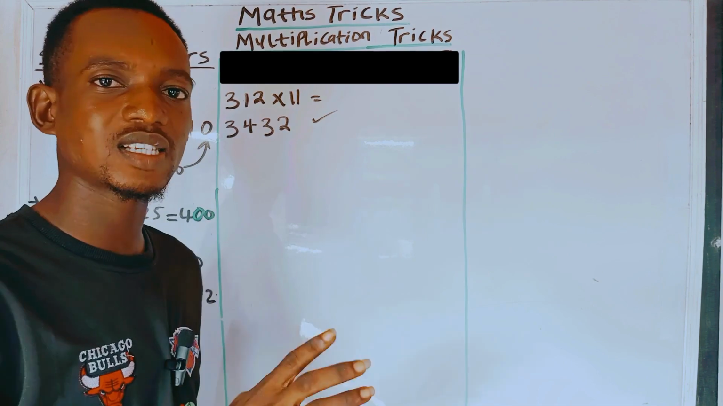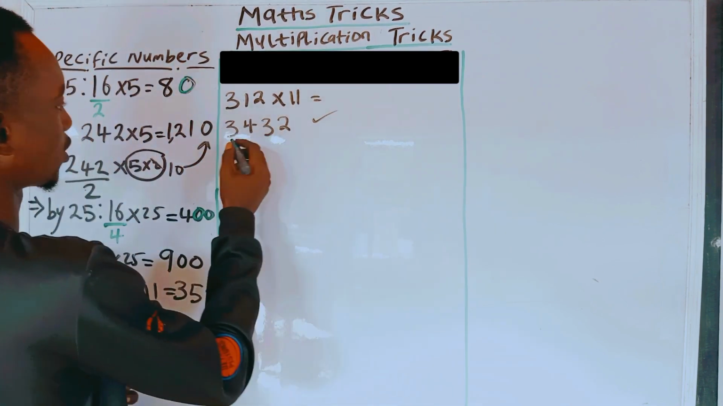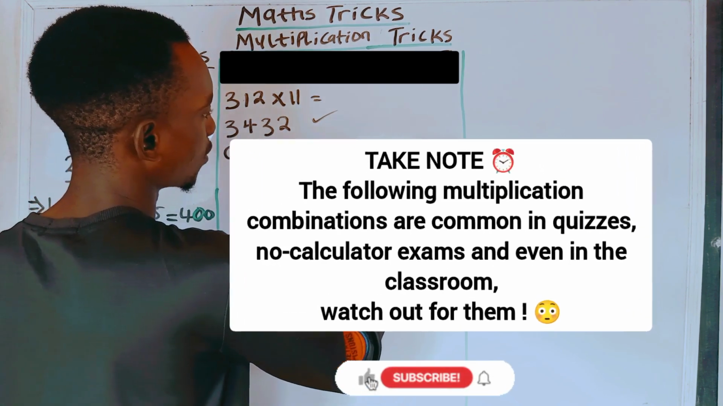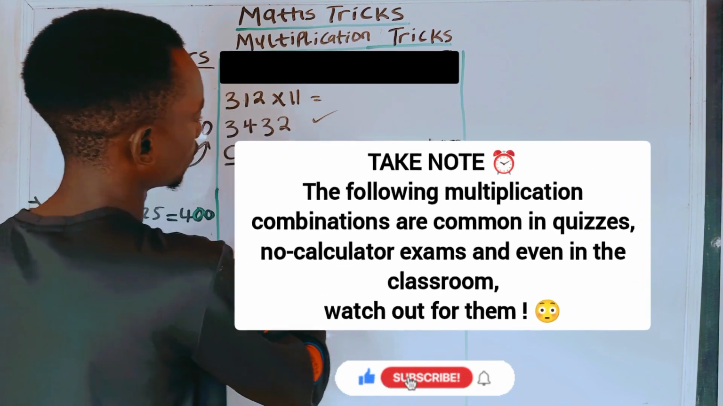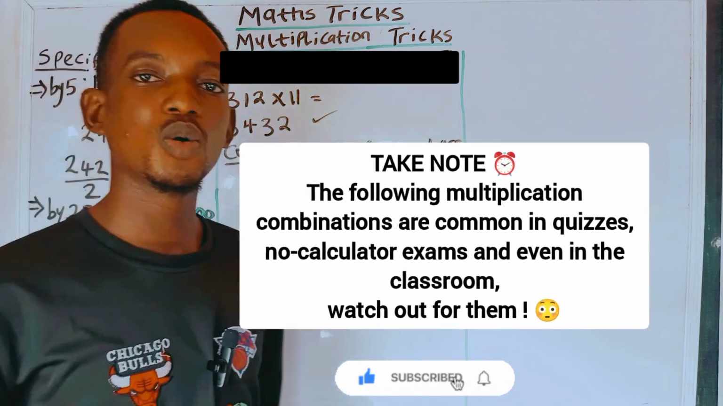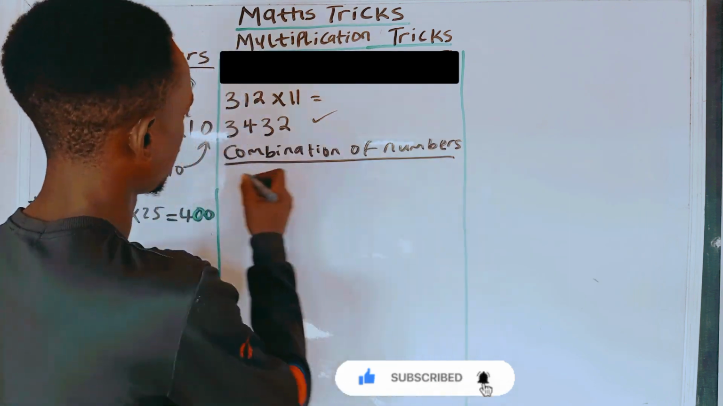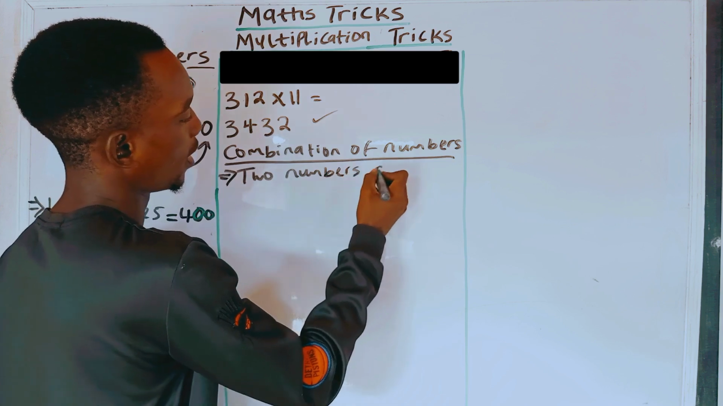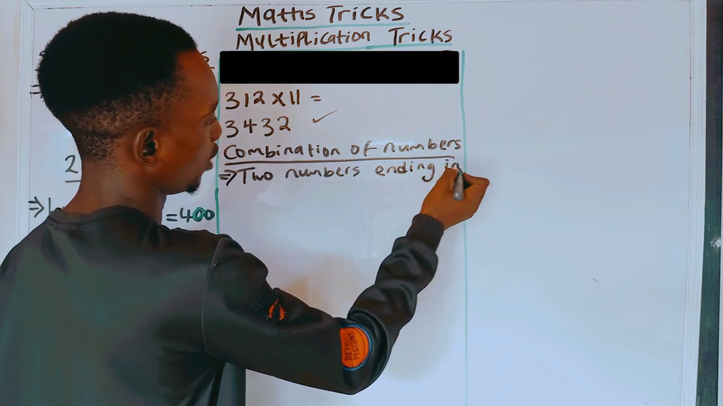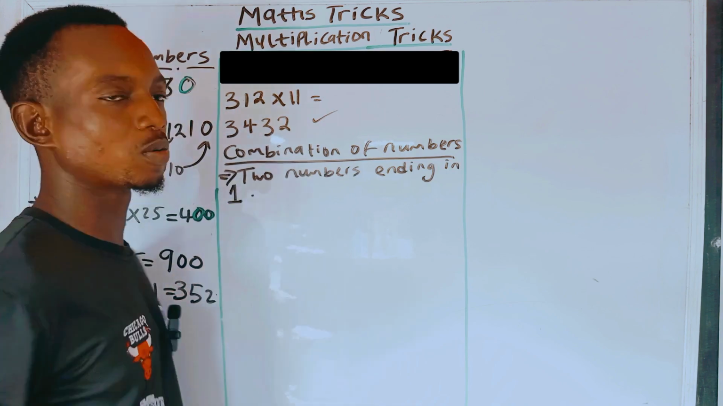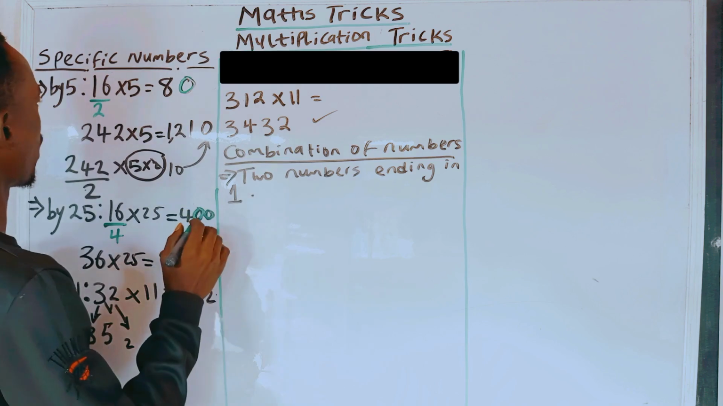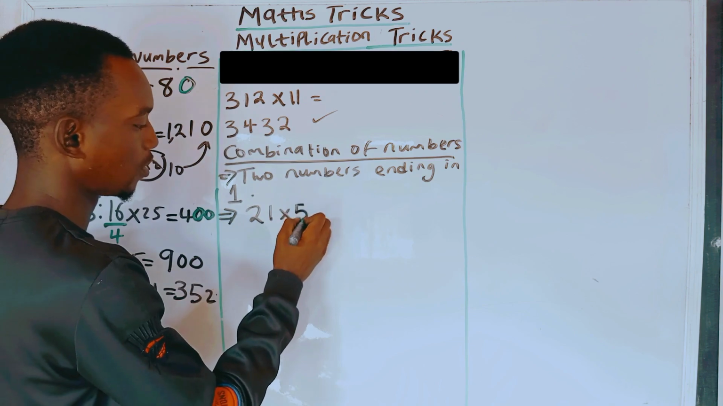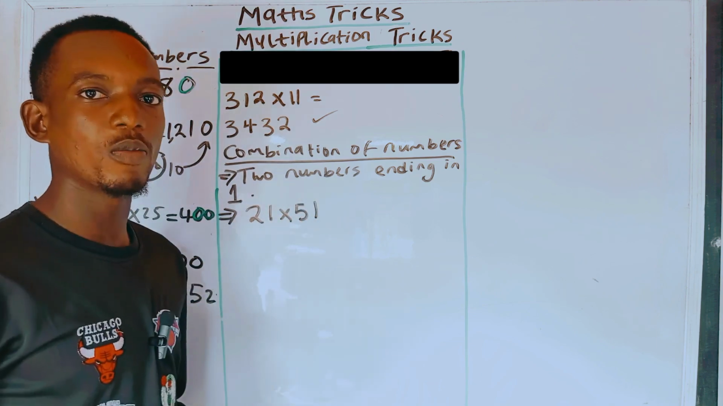So now let's continue. The next segment is combination of numbers. The first number combination we'll be doing is two numbers ending in 1. That is, whenever we are multiplying two numbers that end in 1, for example, 21 times 51, the two numbers end in 1. How can we multiply this very fast?